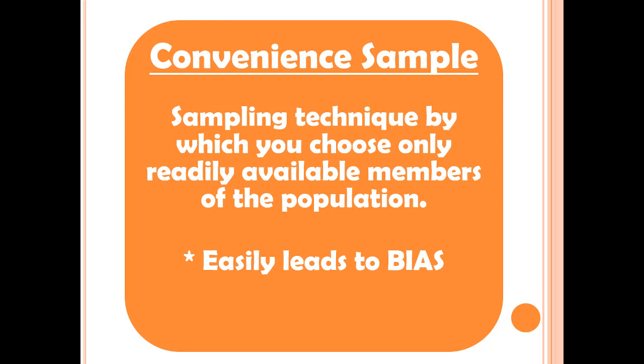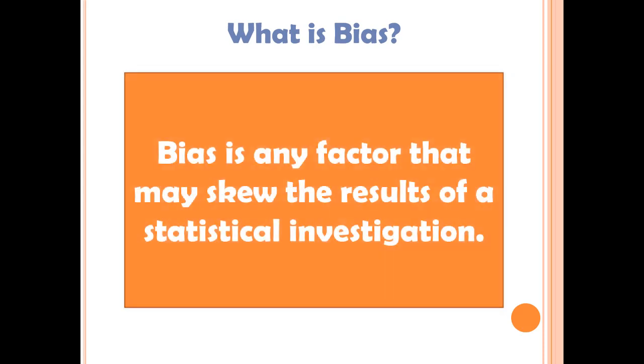So if you're just taking a sample of friends, it might be that they all feel the same way, which is not necessarily representative of the population as a whole. So that's how it can easily lead to bias, because you're picking similar individuals and not a cross-section of the population. So we need to define what bias is. What is bias? Bias is any factor that may skew the results of a statistical investigation.